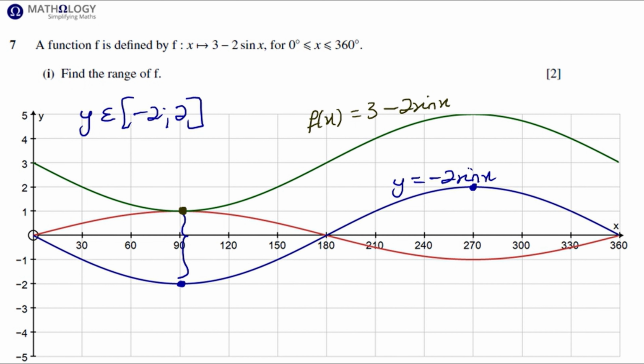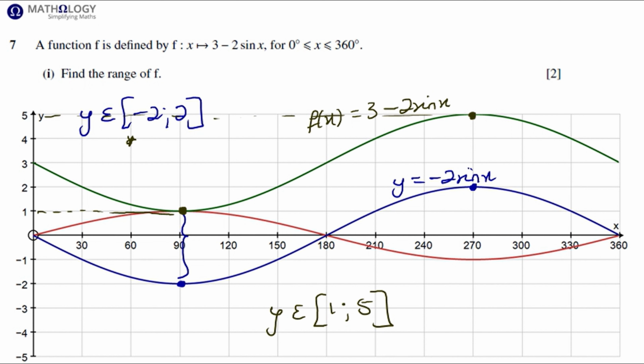So when x is 270, we have a y value of 2 on the original function. When x equals 270, we have a y value of 5 on f of x. So that's how you would find the range, by sketching the simplest function and then just transforming it until you get to the function that you're looking for. So the range, we can see that the smallest y value for f of x is 1, and the largest y value for f of x is 5. So y is an element of 1 to 5.